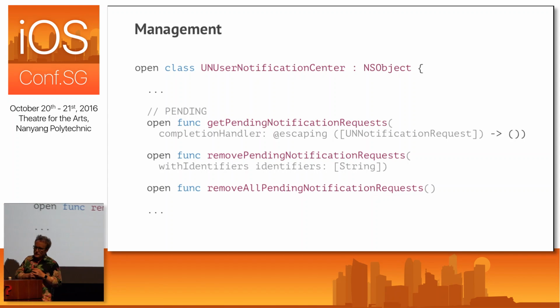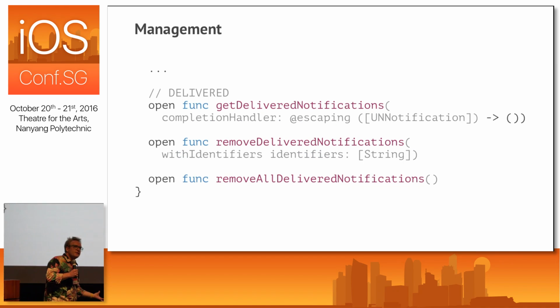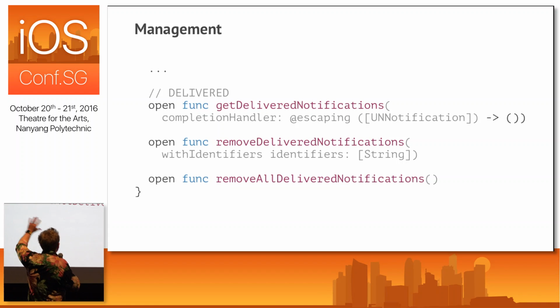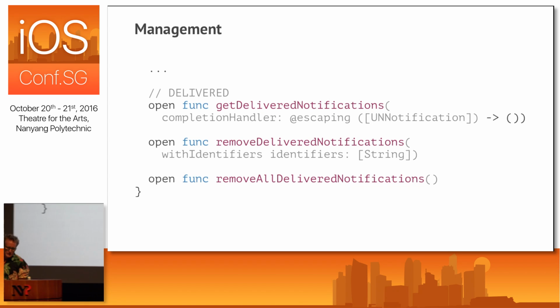So that's pending ones, but there is another state, and that's notifications that have been delivered but not dismissed, i.e., they're probably in your notification center, provided the user allows you to put stuff in the notification center. And you've got the same kind of methods here as well, so you can get a list of the ones that have been delivered but haven't yet been dismissed. You can remove the ones that you want to, and then you can remove all of the ones that your app is responsible for.